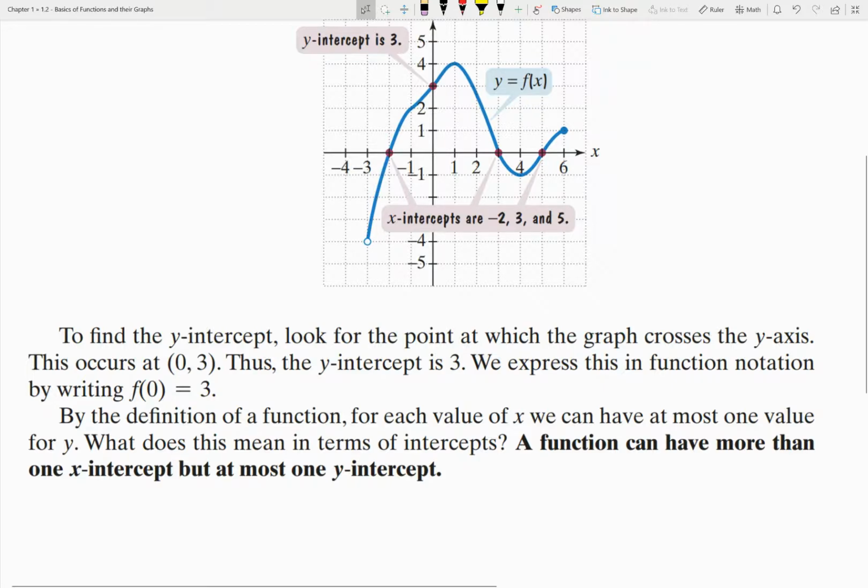because functions pass the vertical line test, like this function does in the picture, a function can have more than one x-intercept, but at most one y-intercept. And it doesn't have to have any, but it cannot have more than one y-intercept, because if it did, it wouldn't be a function anymore. It would fail the vertical line test with the y-axis because it would cross it more than once.